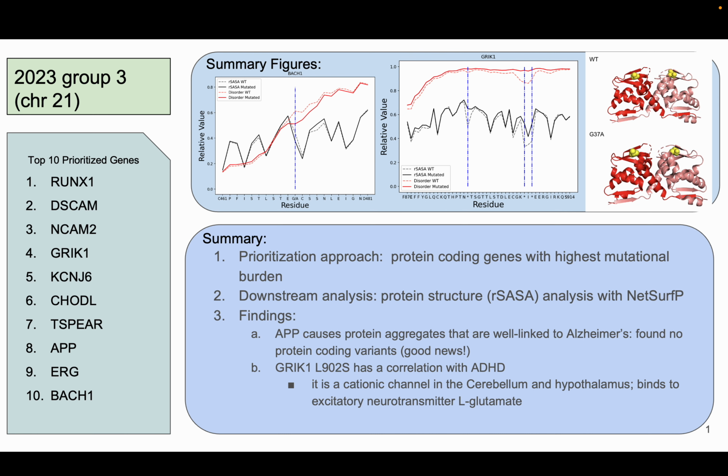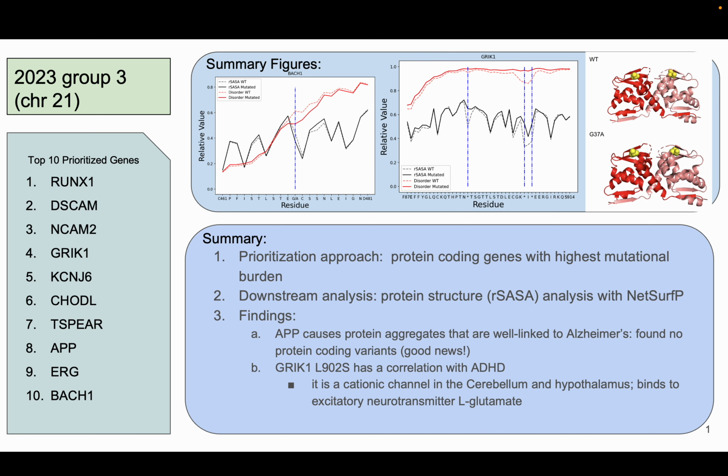Firstly, we decided to choose our genes of interest by selecting those that were protein coding and had the highest mutational burden. Our hope was that we would be able to find missense protein coding mutations using this as our filtering criteria. As it turns out, only 5 of the 10 protein coding genes had any mutations at all, while only 3 of the 10 had missense mutations.